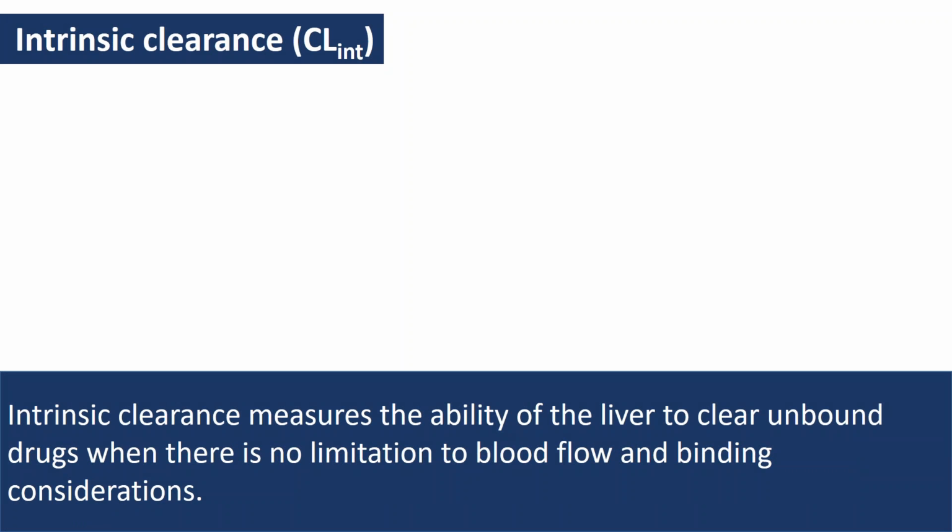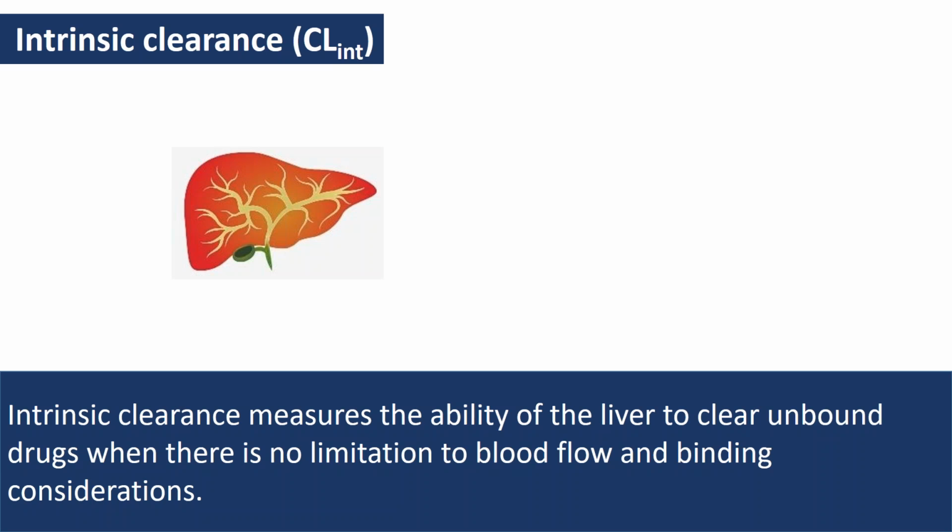Well, let's talk about another important concept that is important to understand whenever we talk about drug-drug interactions. That is called intrinsic clearance. Intrinsic clearance measures the ability of the liver to clear the unbound drug, because the liver is the major important site of drug metabolism. How much drug is cleared from the liver is known as intrinsic clearance, which is not related to blood flow and binding considerations.